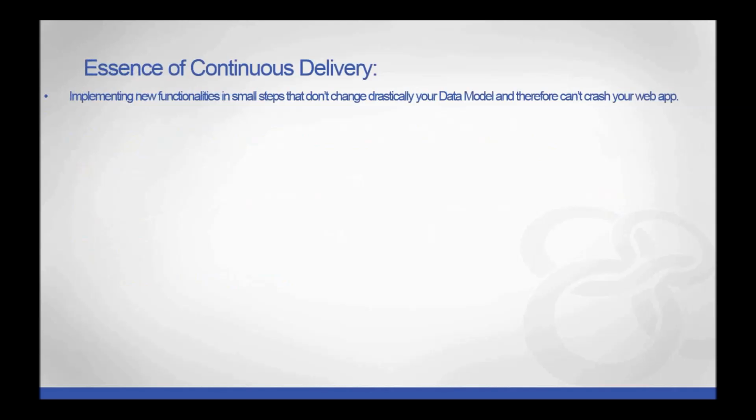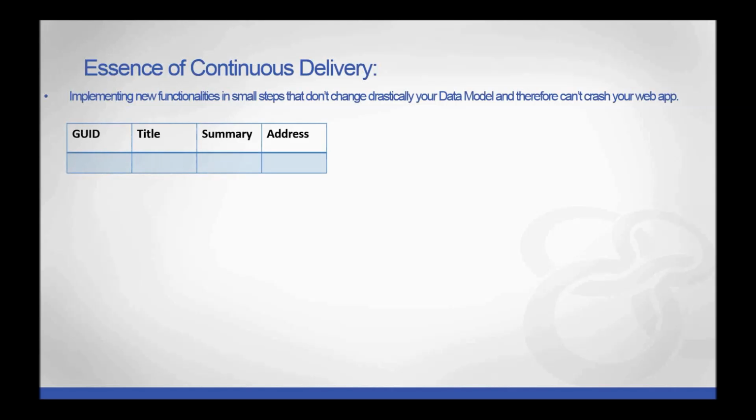Now, the essence of continuous delivery is basically implementing new functionalities in small steps that don't drastically change your data model and therefore don't crash your web app. This is how that's ideally done. Let's say you have a Sitefinity web project and you are creating a new custom module that you are developing in your Visual Studio that uses maybe another database or a table that you have added to the default Sitefinity database. Okay, let's say this is our table.